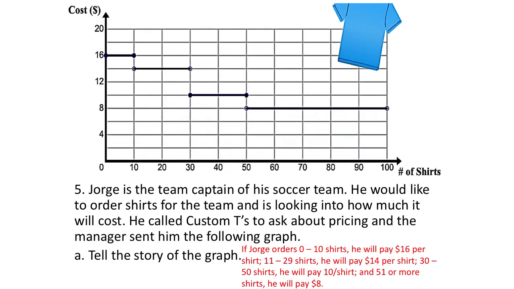There is this. This is just what we wrote, but in words, like a paragraph. If Jorge orders 0 to 10 shirts, he will pay $16 per shirt. 11 to 29 shirts, he will pay $14 per shirt. 30 to 50 shirts, he will pay $10 per shirt. And 51 or more shirts, he will pay $8. And again, we were more specific than just 51 or more. Specifically, it was for 51 to 99.